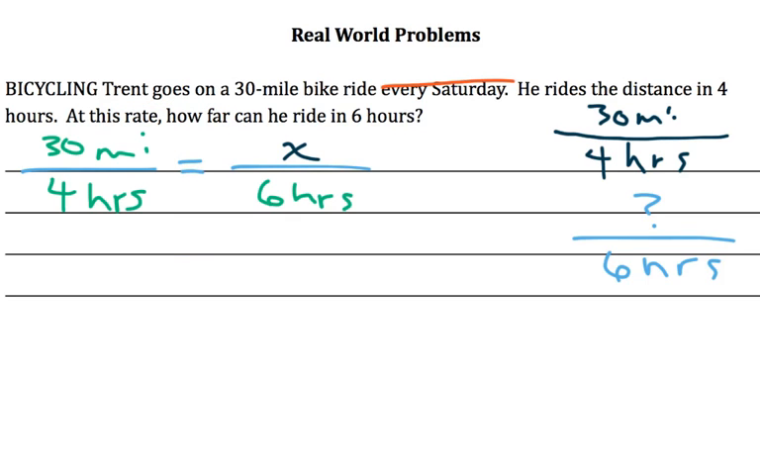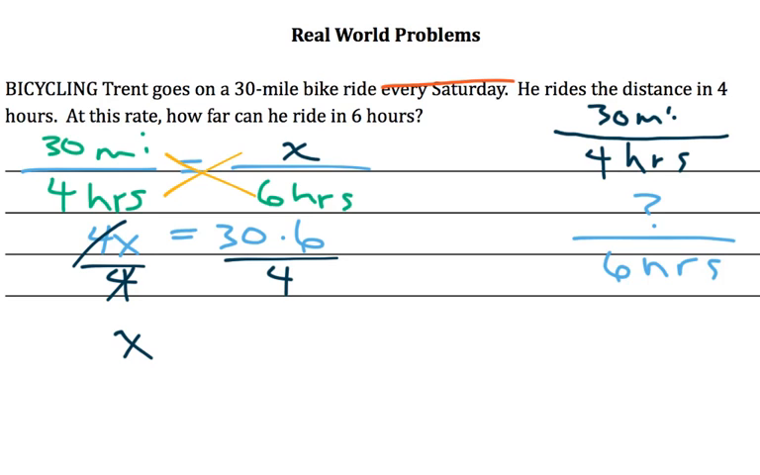But since we just learned that cross-multiplying deal, here we go with 4x equals 30 times 6. And even though that's 180, let's wait on multiplying that out. So we've cross-multiplied, and now I'm going to divide so that I can solve and be left with only my variable of x on the left side.